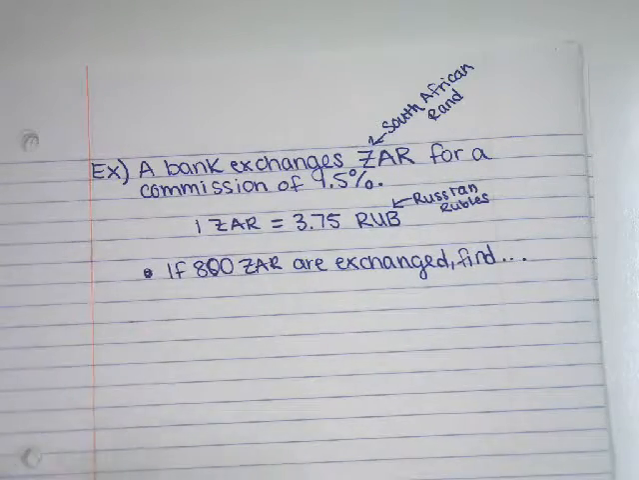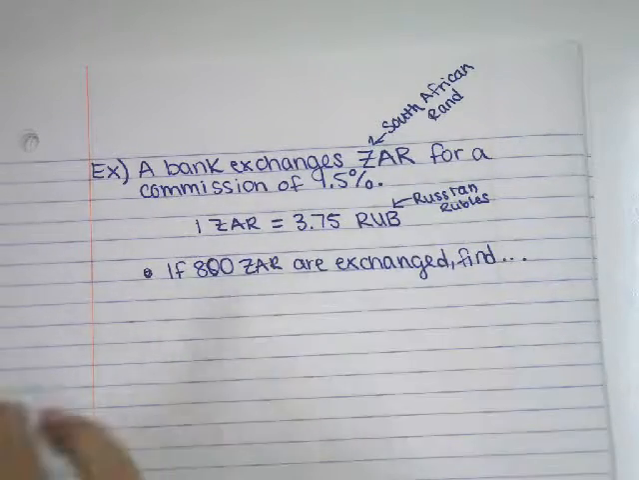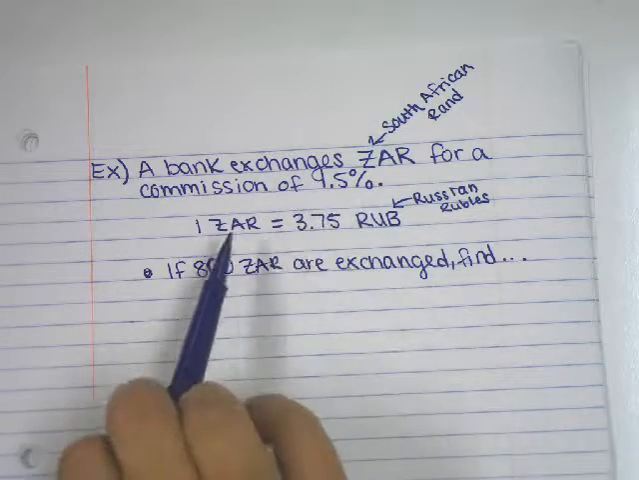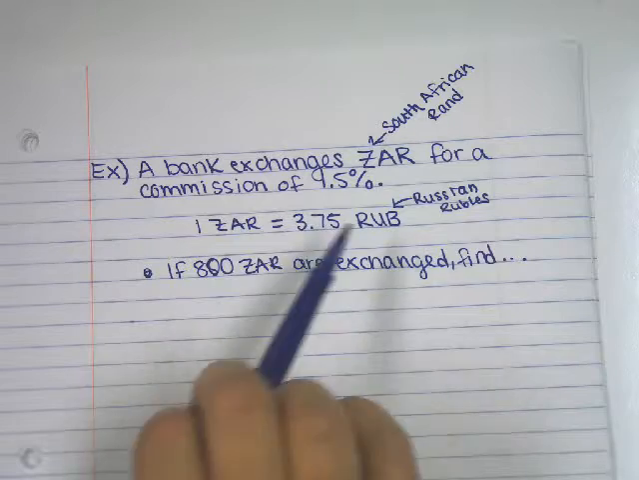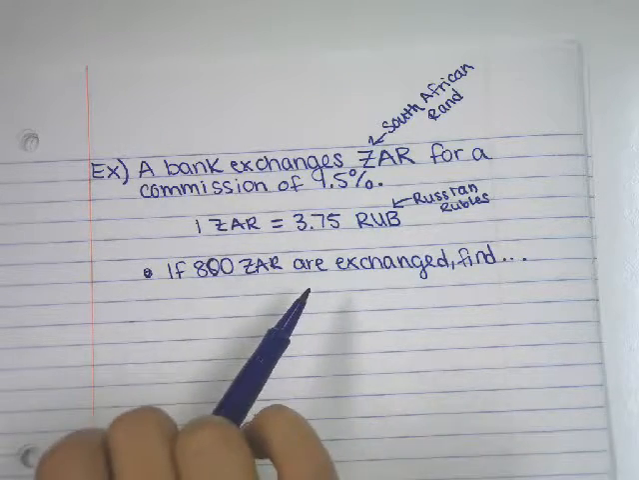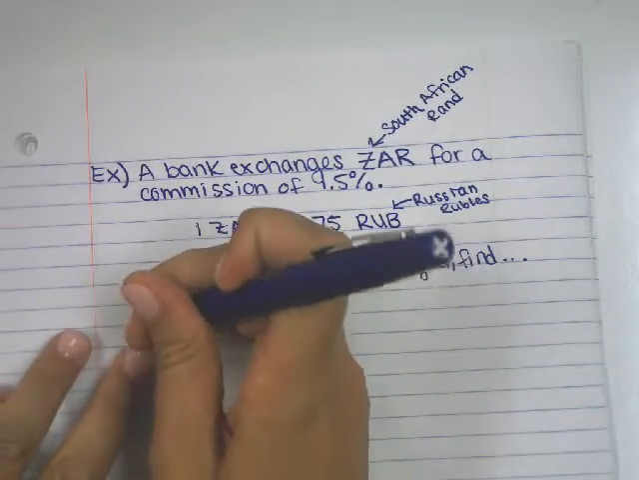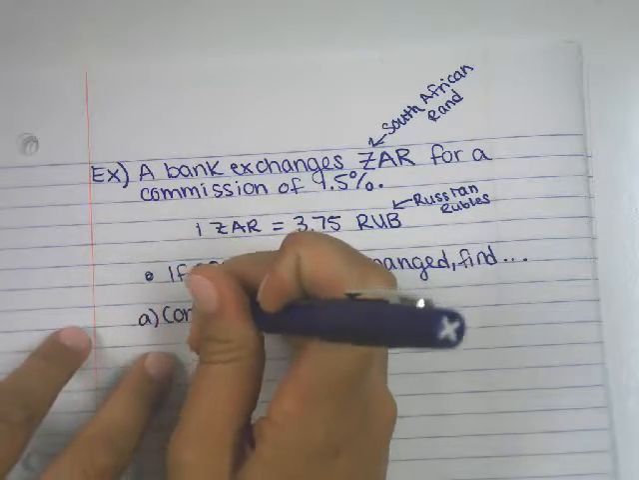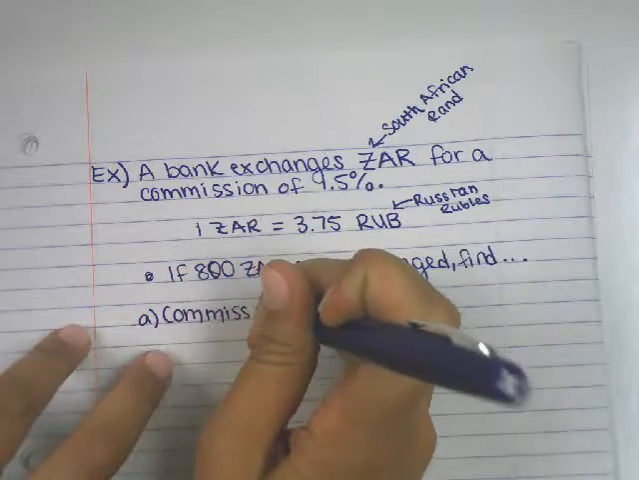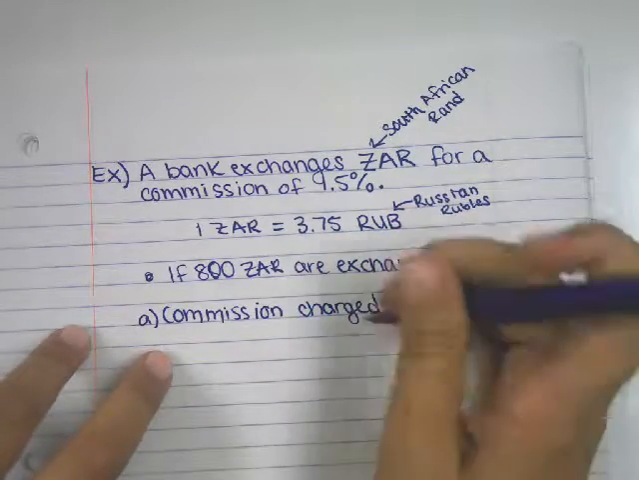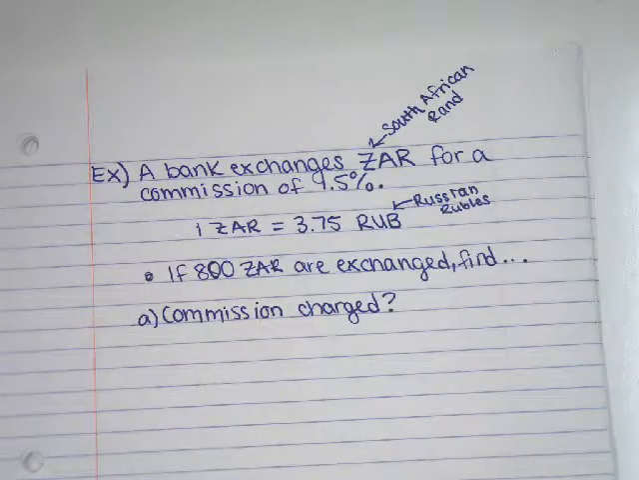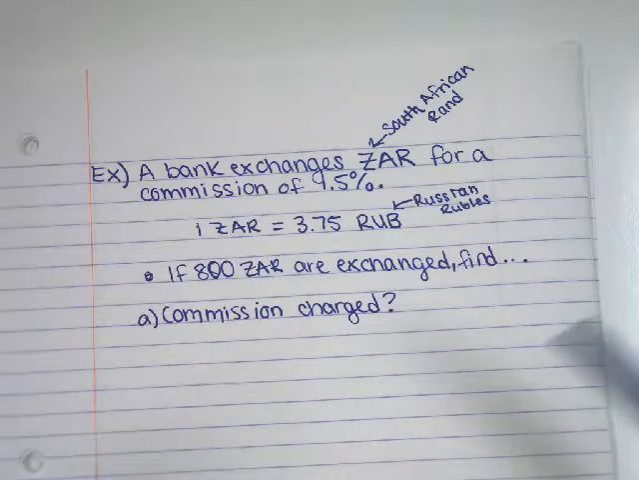Okay, so here's our question. A bank exchanges ZAR for a commission of 1.5%. They have this exchange rate. 1 ZAR is 3.75 RUBs. We bring 800 ZAR. We need to first find how much commission is charged. So how much money do they make off of us? So not how much money do we get, but how much money do they make?